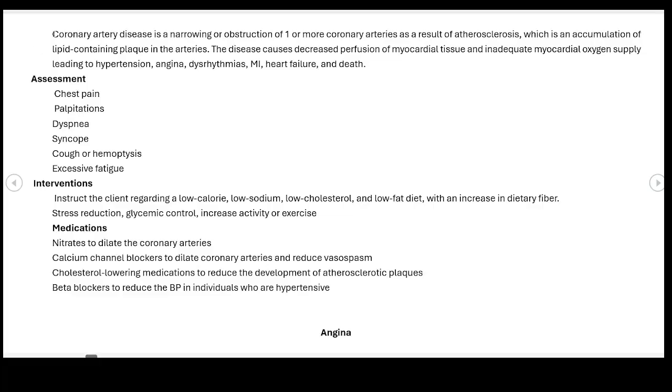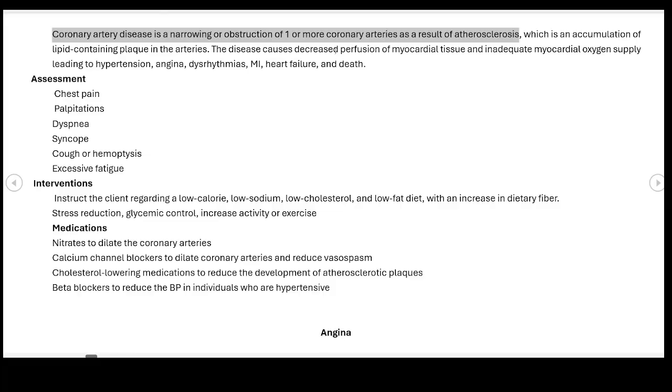The definition here: coronary artery disease is the narrowing or obstruction of one or more of the coronary arteries as a result of atherosclerosis, which I have already just defined as the building up of cholesterol or lipid in blood vessels. In this case, I'm talking about the arteries, which is the accumulation of the lipid-containing plaque in the arteries. The disease causes decreased perfusion.